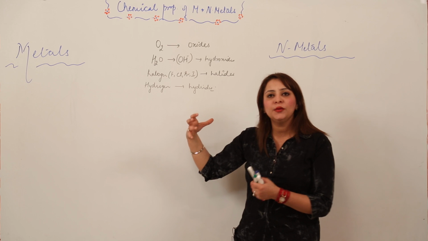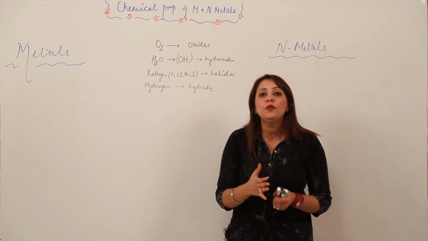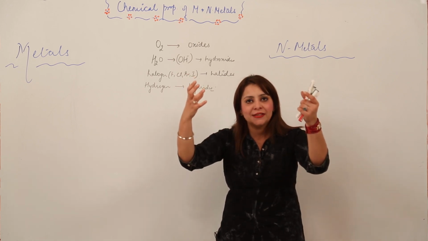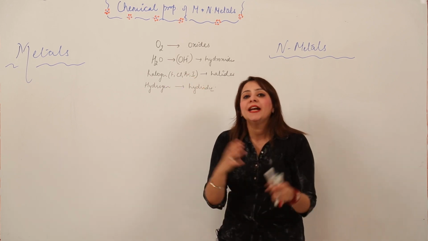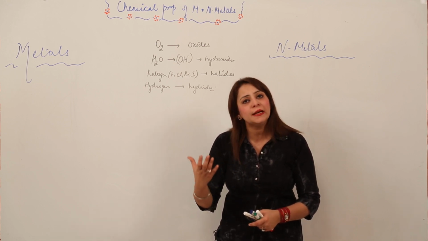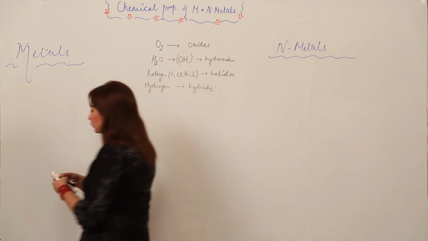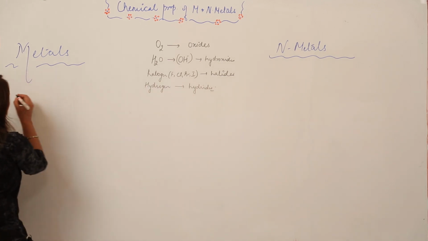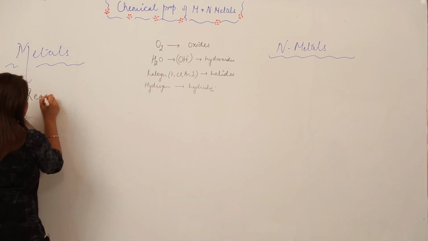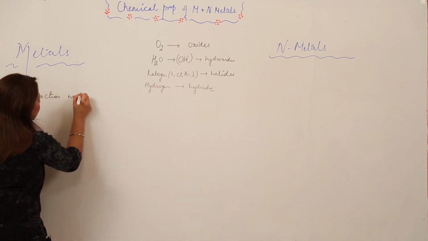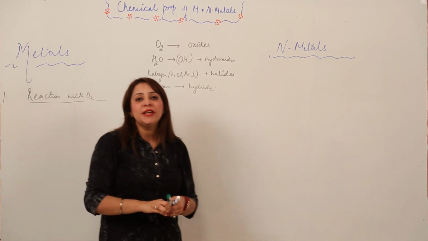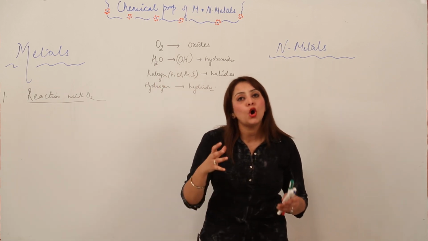Now, I'll start with the chemical reactions, and you all know how we make the chemical formulas. We write the names of the elements, write their valencies, and intercross them. After intercrossing or simplifying, we get the formula of the compound. So just look at the board. The first reaction we are considering for metals and non-metals is the reaction with oxygen. As I told you, anything which reacts with oxygen leads to the formation of oxide.